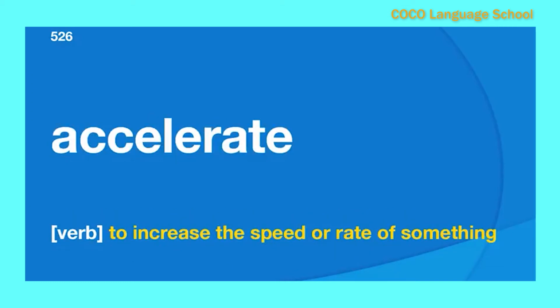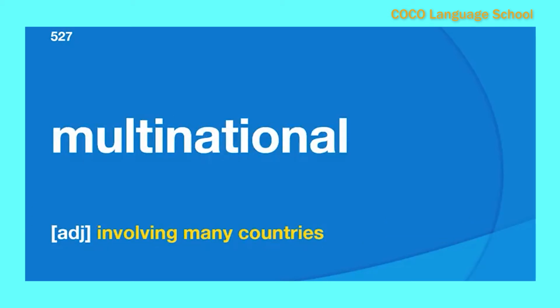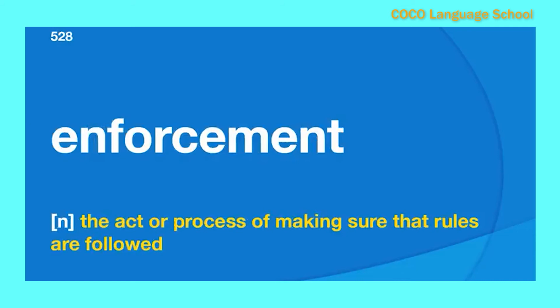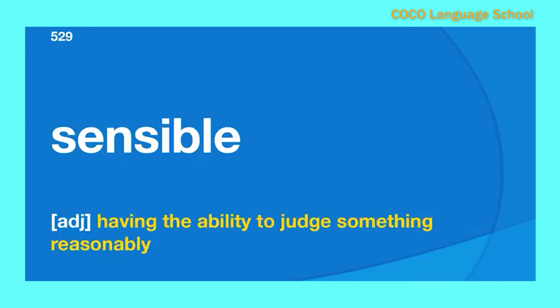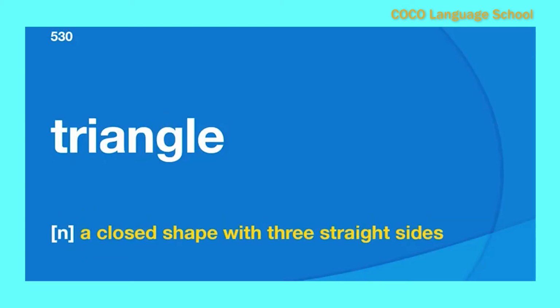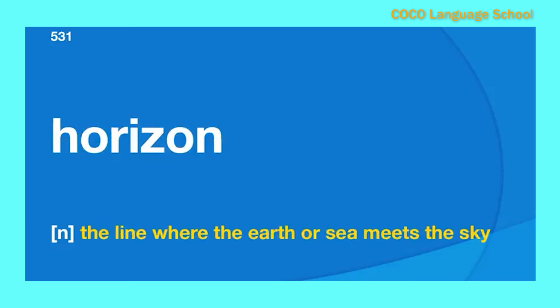To increase the speed or rate of something. Accelerate. Involving many countries. Multinational. The act or process of making sure that rules are followed. Enforcement. Having the ability to judge something reasonably. Sensible. A closed shape with 3 straight sides. Triangle. The line where the earth or sea meets the sky. Horizon.